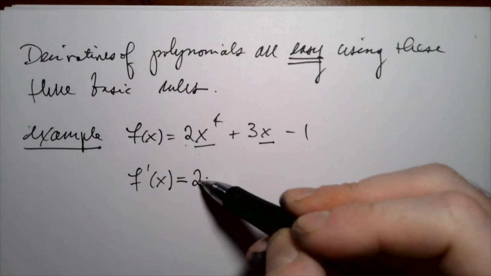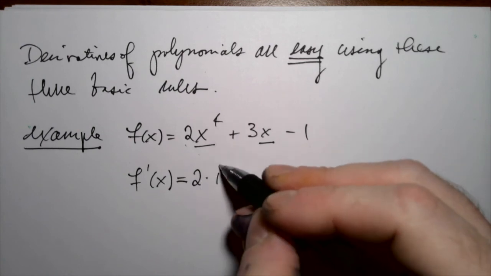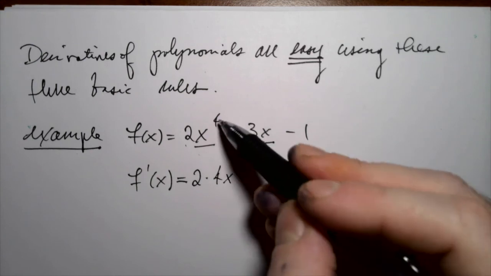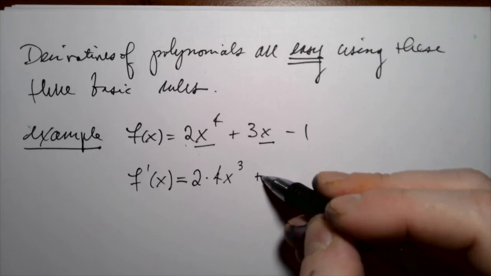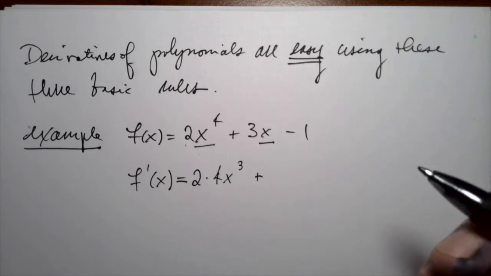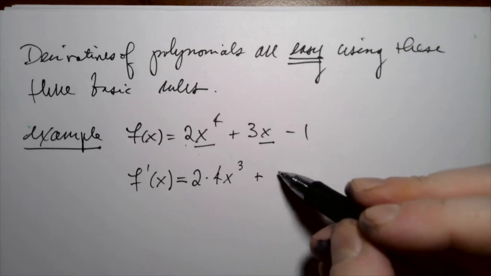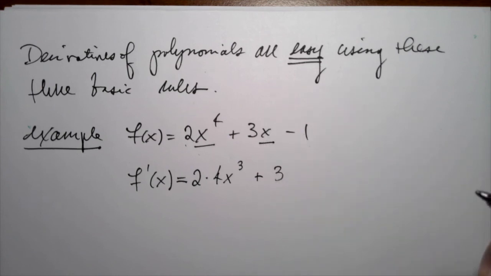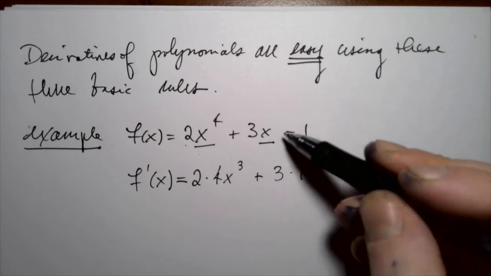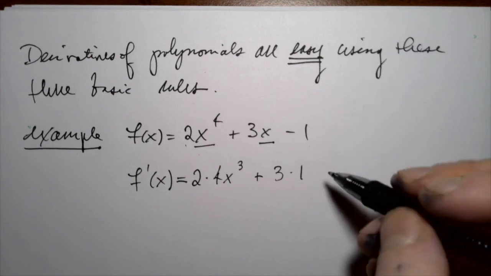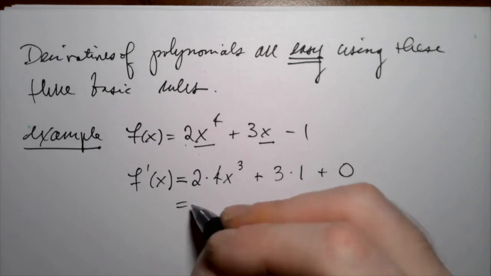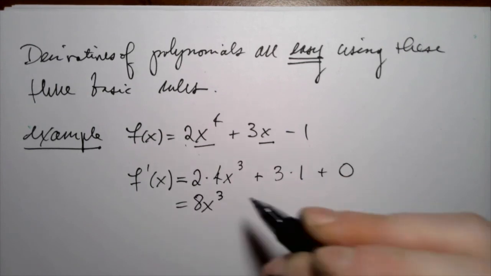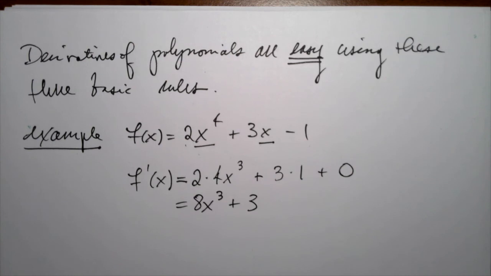So check it out. Here the 2 is going to go on the outside. We're going to take the derivative of x to the fourth, and the rule is you bring the 4 down and then subtract 1 to get x cubed. So the derivative of that first piece is 2 times 4x cubed. Next we have the 3, the constant, and then the derivative of x is just 1. So we get that. And finally the minus 1, that's just adding on the constant minus 1. The derivative of that piece will be 0. So altogether, the derivative of this function is 8x cubed plus 3. Not bad.